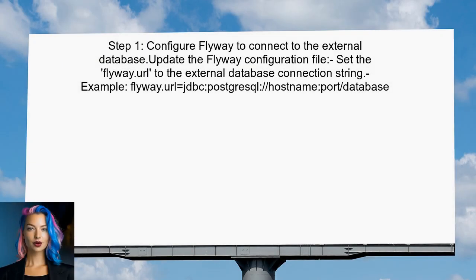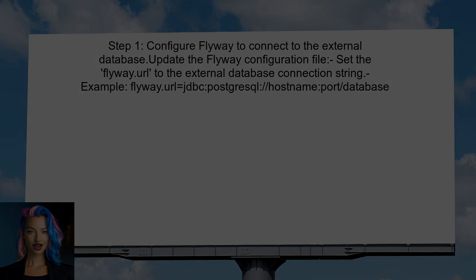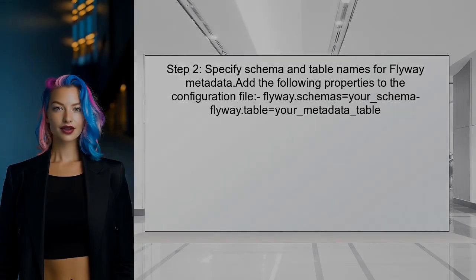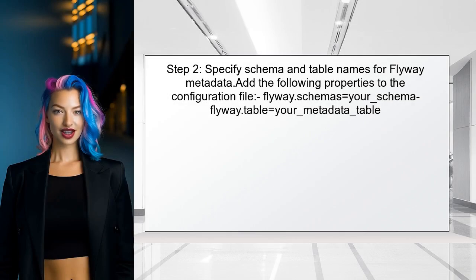To begin externalizing the Flyway metadata table, the user should first configure Flyway to connect to the external database where the metadata will be stored. This involves updating the Flyway configuration file. Next, the user needs to specify the schema and table names for the Flyway metadata. This can be done in the same configuration file by setting the appropriate properties.